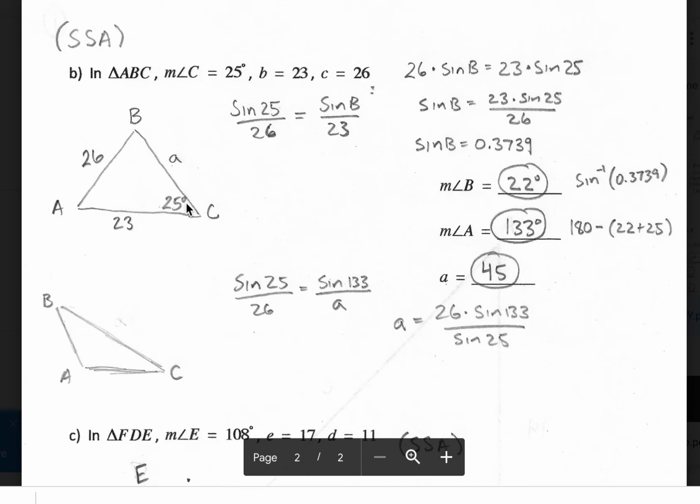So angle C is 25 degrees. Side B is 23. Side B is going to be across from angle B. So wherever you put your angle B, put 23 on the side across from that. Side C is 26. Again, that's going to be across from angle C. So wherever you put angle C, 26 should be across from it.